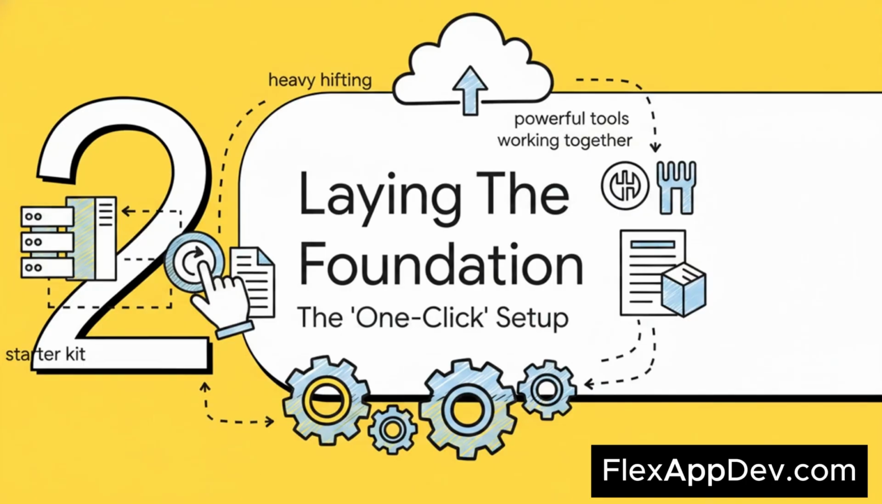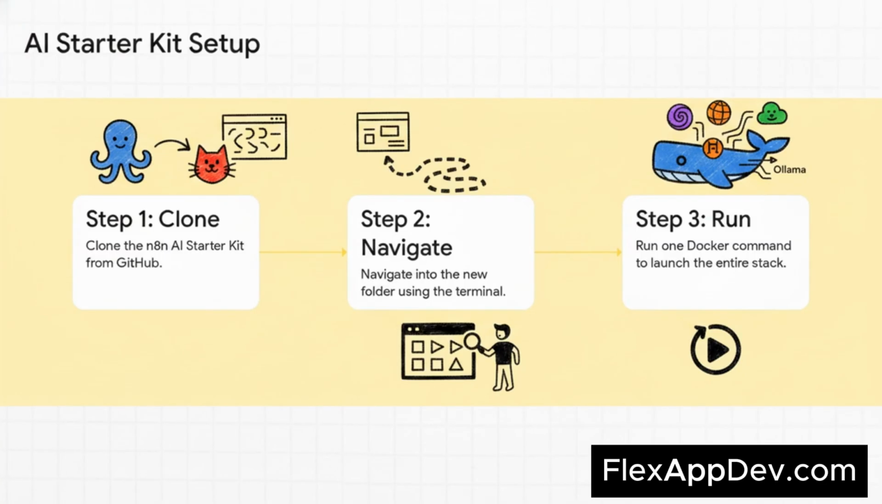Okay, so we've got these 3 powerful tools. How in the world do we get them all working together? You might be thinking this is the complicated part, but it's actually shockingly simple, all thanks to a pre-configured starter kit that really does all the heavy lifting for us. The entire setup really just boils down to these 3 simple steps. You clone a project from GitHub, you open that folder in your terminal, and you run one single command. That one command uses Docker to fire up N8N, Qdrant, and Ollama, all perfectly configured to talk to each other right out of the box.